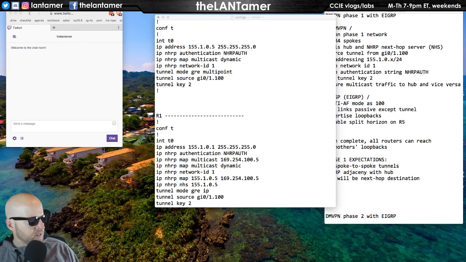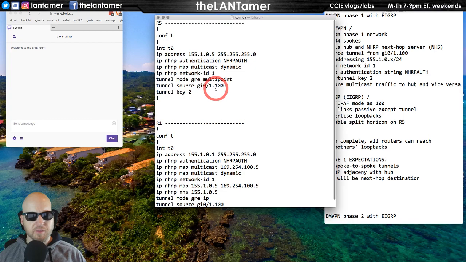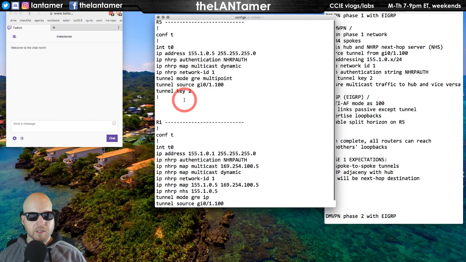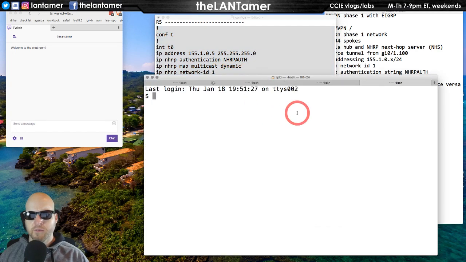Okay. Now he has the tunnel mode as GRE IP instead of GRE multipoint. Yes. Okay, so I think this is our configuration here, folks. So let's put it in and see. Let's open up our terminals. Router 1, 2, 3, 4, 5.